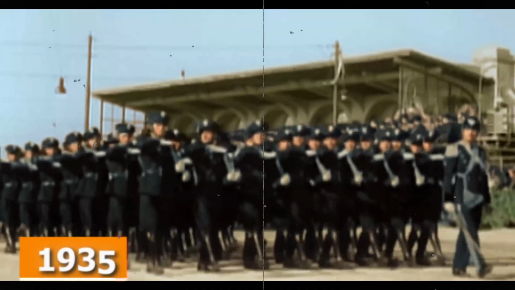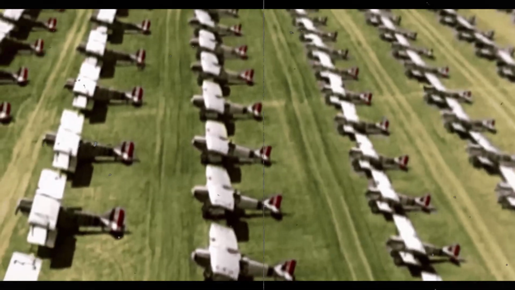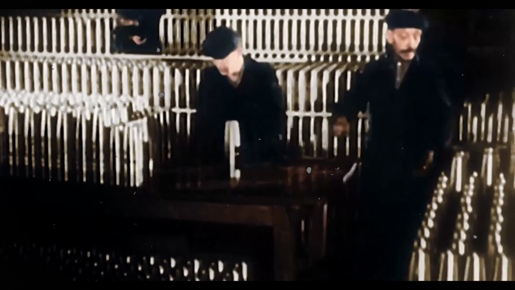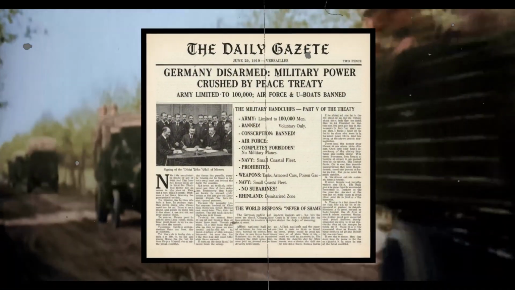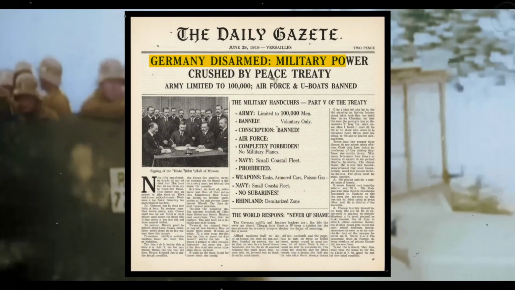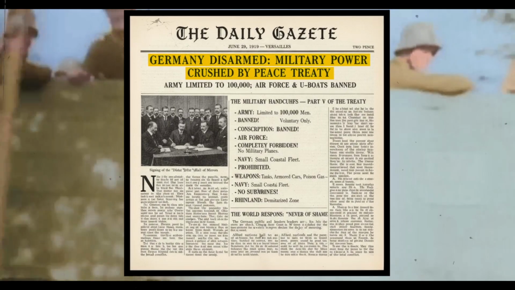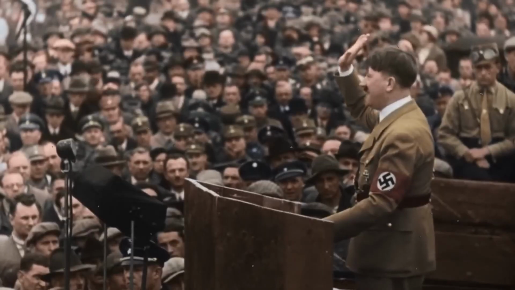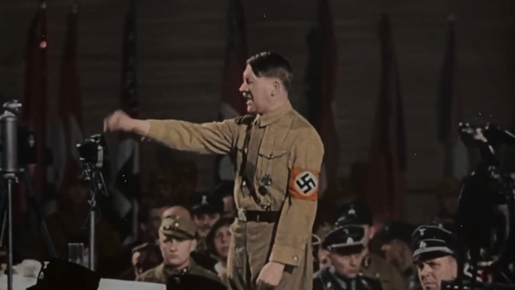In 1935, the rest of the world discovered that Germany had an air force. This might not seem like a big deal, but the Treaty of Versailles had specifically laid down the condition that Germany could not have any form of military power. This was an open violation of the Treaty of Versailles by Hitler.